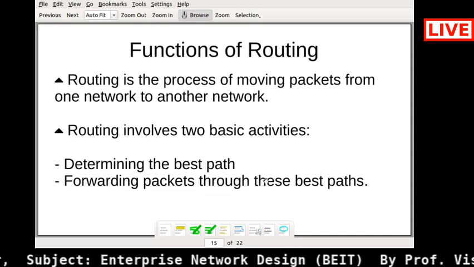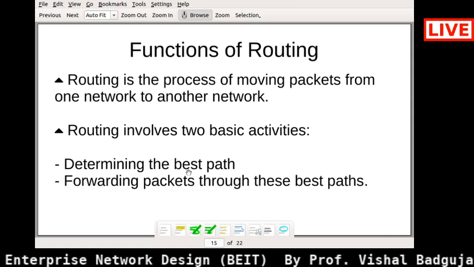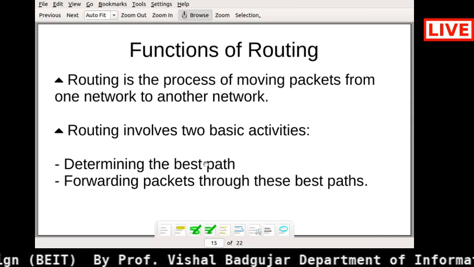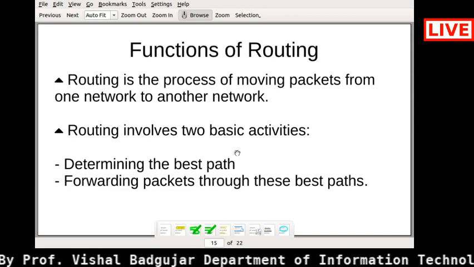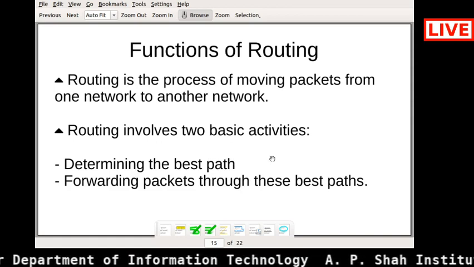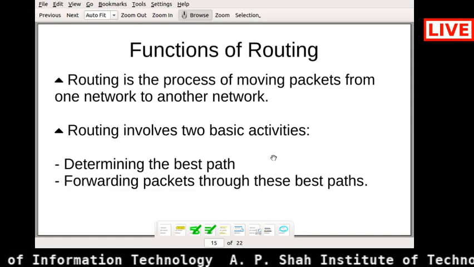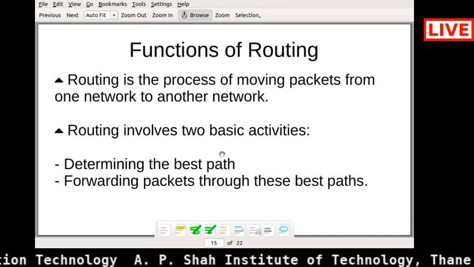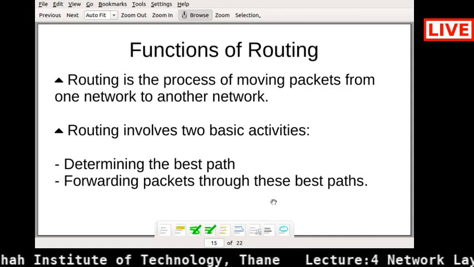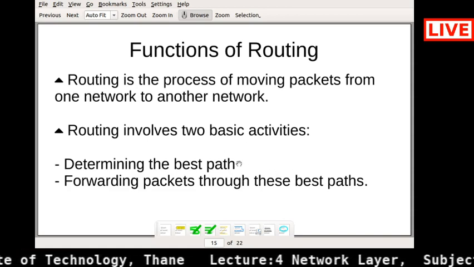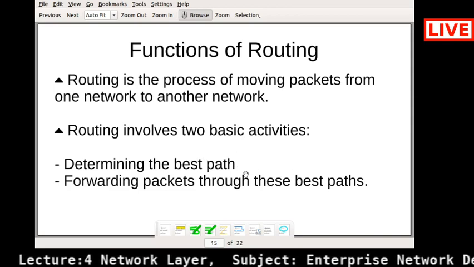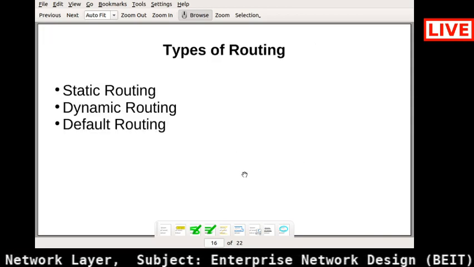And another function is, if this particular best path is down, then you need to find an alternative path as well, and send the packet through that alternative path. So this is nothing but your fault tolerance. If one path breaks, that is your plan B. If plan A is not working, then you must use plan B. So these are the different functions of routing.